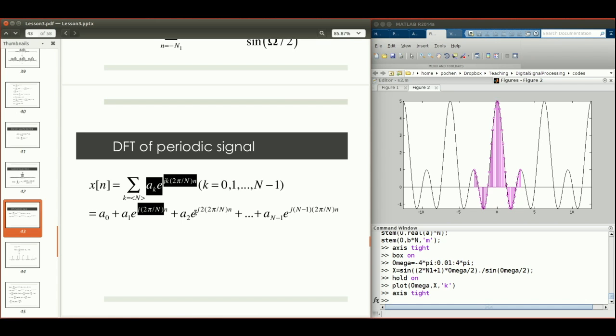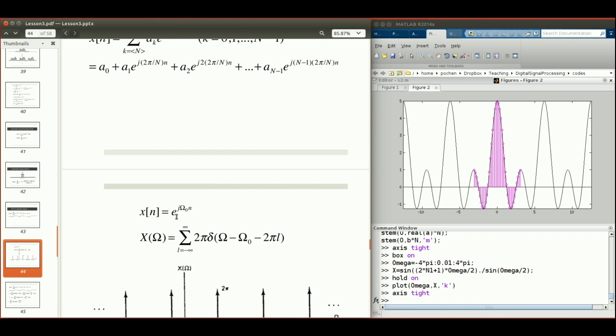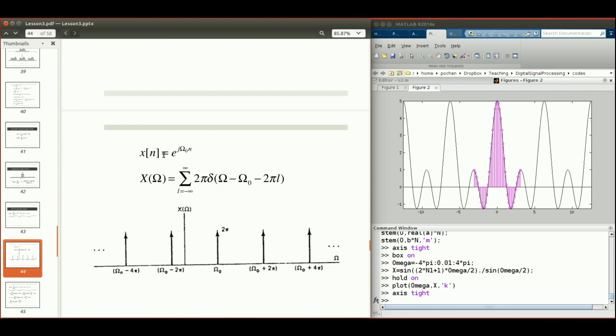But these complex exponentials are complex signals. So we need to evaluate the DFT of these complex exponentials. Suppose we write a complex exponential in this general form, e to the j big omega 0 n. Big omega 0 could be 2 pi divided by big N, 2 times 2 pi divided by big N, that kind of thing, but we assume it's just big omega 0. Then what is going to be the discrete Fourier transform, DFT, of this particular complex exponential?